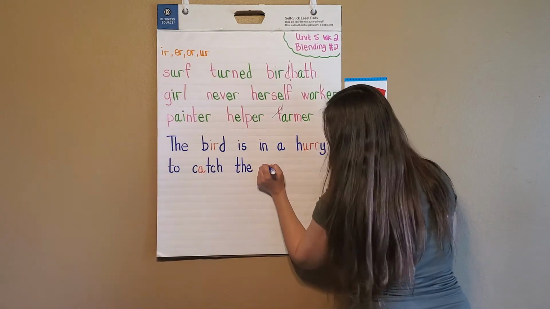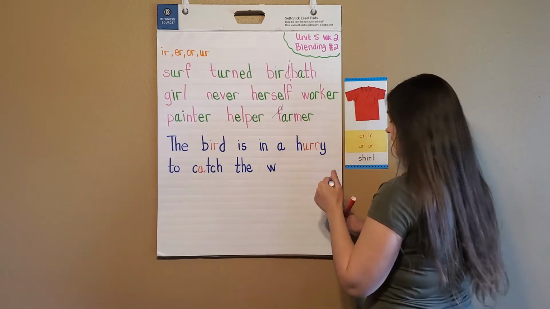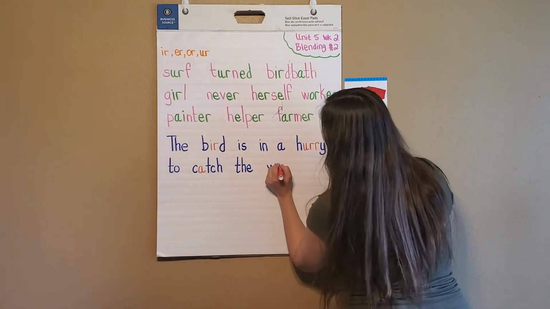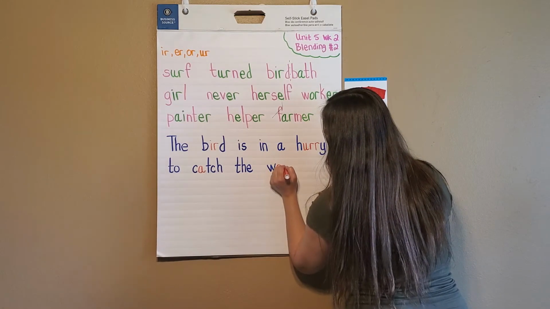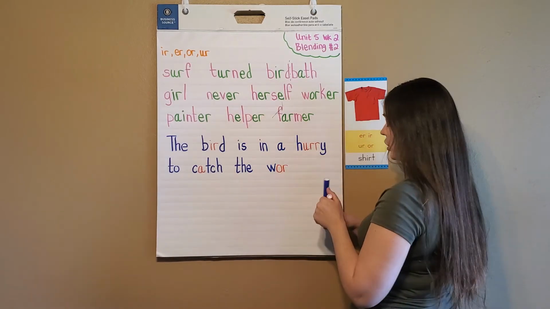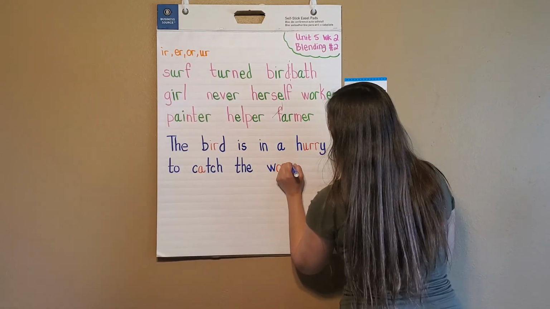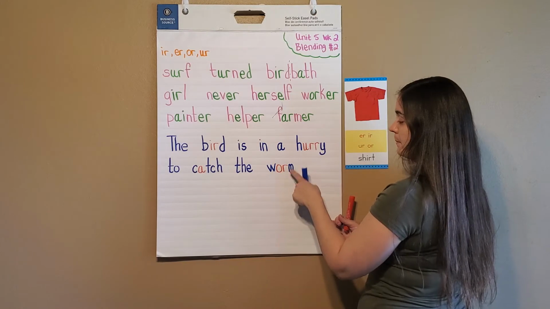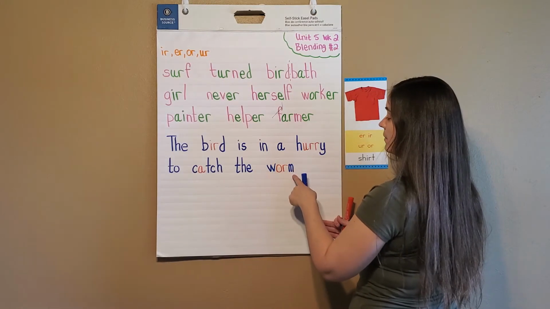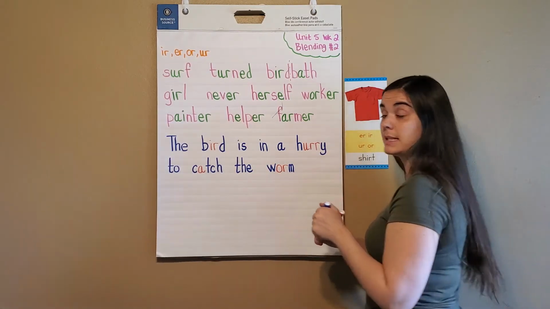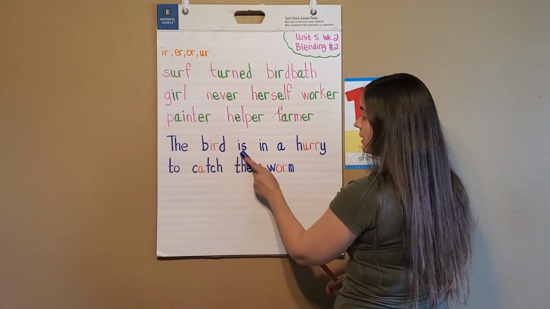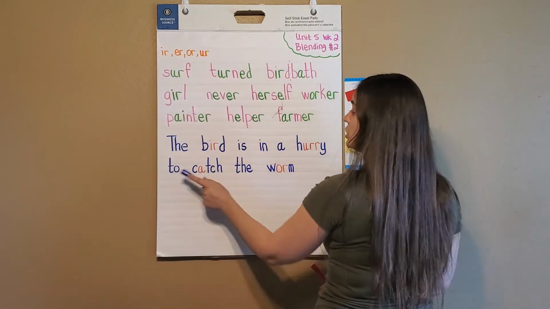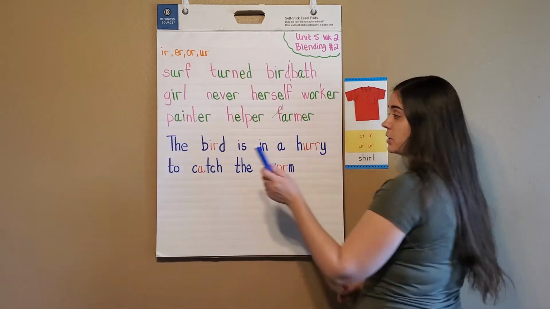The, wa. OR will say or. Wa, worm. All right, let's read the sentence together. The bird is in a hurry to catch the worm. Your turn.